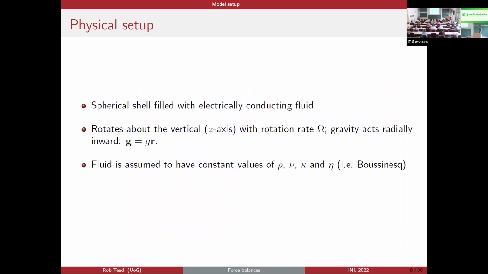So the physical setup, the normal thing: we've got a spherical shell filled with electrically conducting fluid. It rotates about the vertical z-axis with rotation rate omega, gravity acts radially inward, and we're assuming we've got constant values of the diffusion parameters and density. So effectively, this is a Boussinesq problem.